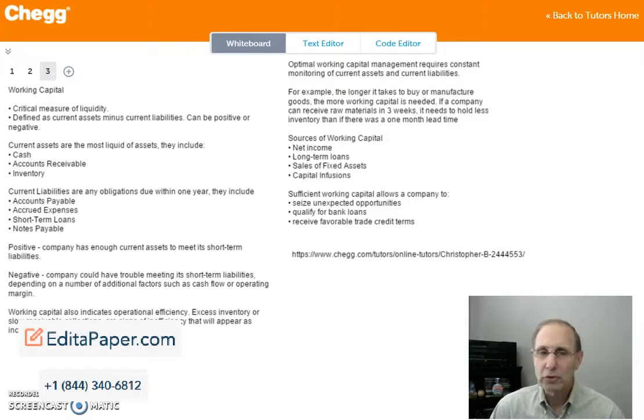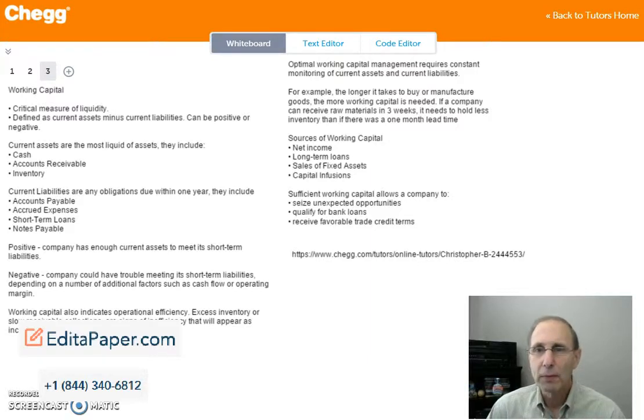Working capital is also a good indication of operational efficiency. For instance, excess inventory or slow accounts receivable collections are signs of inefficiency that will appear as increases in working capital over time.